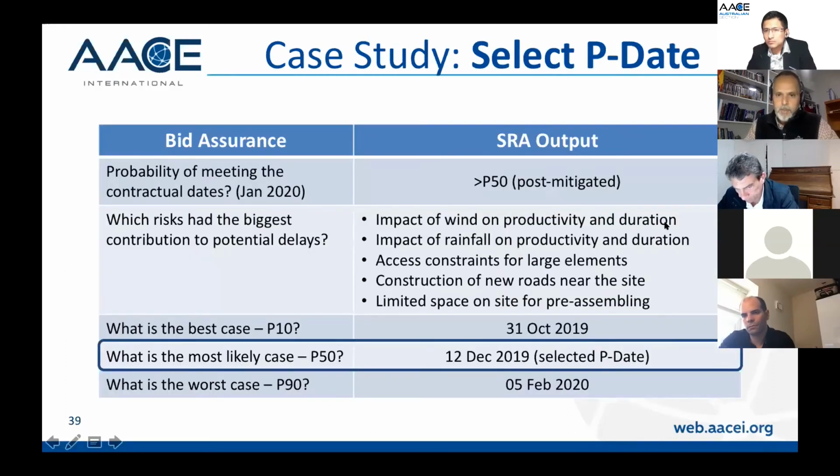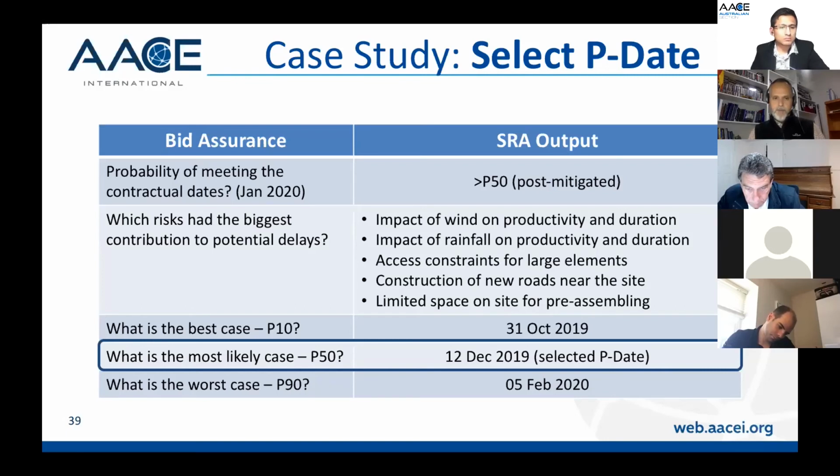If you see here, we asked what is the probability to meet the contractual date? We said that it's more than P50 after mitigation. Which are the biggest risks that we have? We talk about the weather, access constraint, construction of the new road, and the limited space on site. Some of these are risks where there is no further way that we can mitigate. The best case is in October, the worst case is in February. And we decided to go with a P50, mid-December, just to avoid the Christmas break.